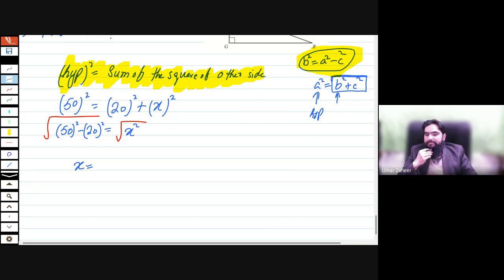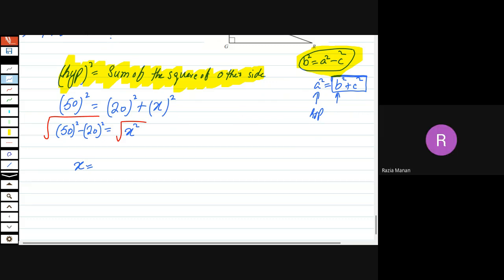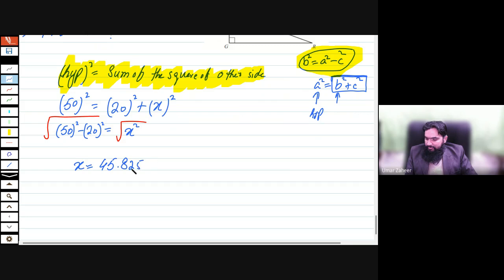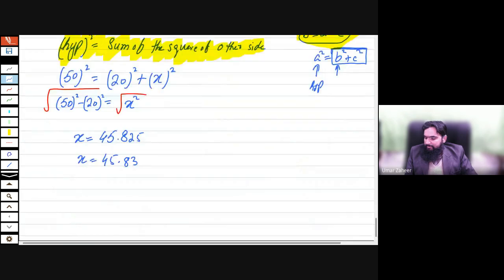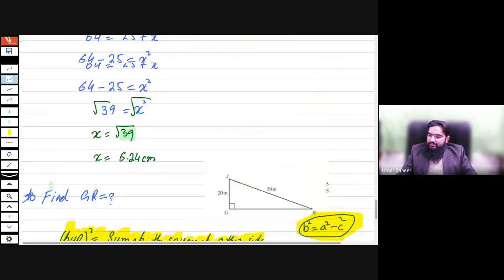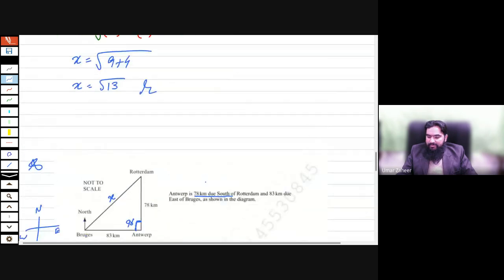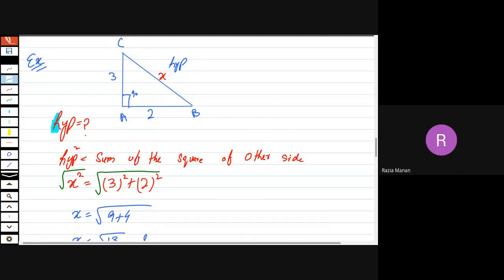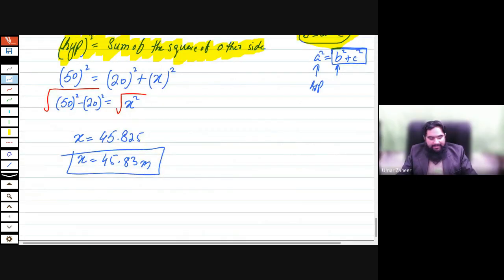X is equal to 45.825. Up to two decimals, it will be 45.83, and all values are in meters. Yes, everyone, is Pythagoras theorem clear? Yes, sir. Now, one more type of question that you are going to see in the exam.